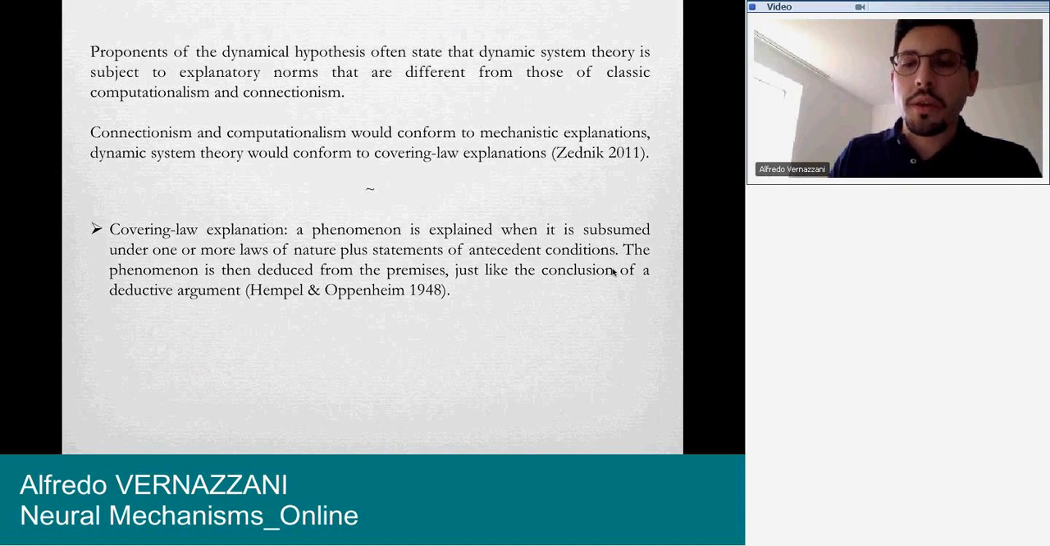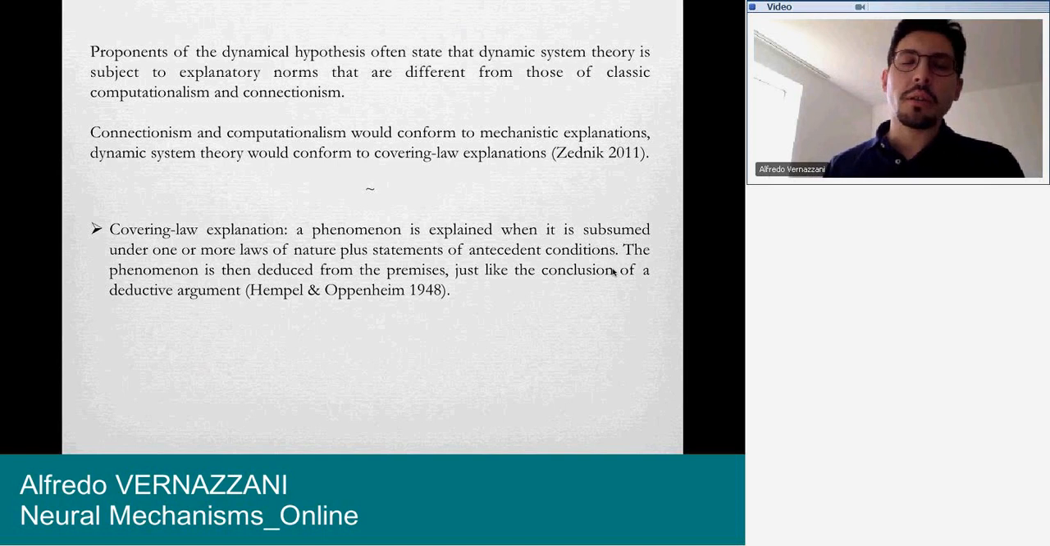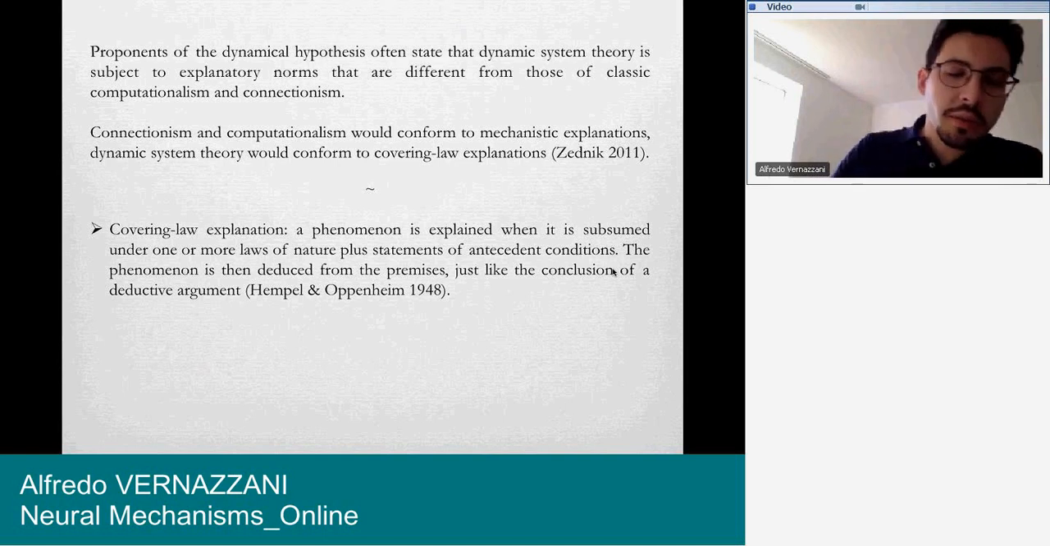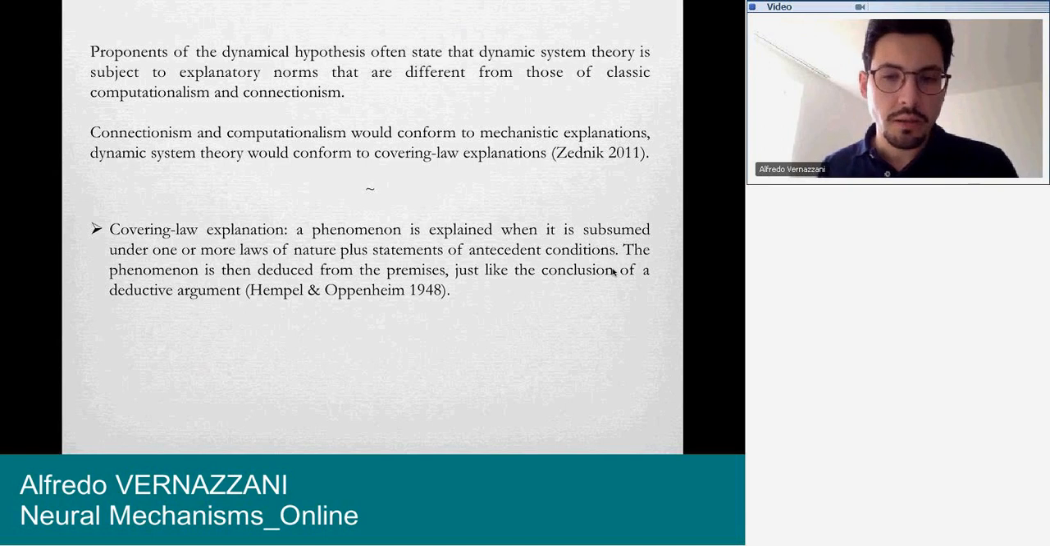Now, I think just a classic in the literature is the paper by Carlos Zednik that I'm mentioning here. Now, you all know what covering law explanations and mechanistic explanation are, but maybe our audience does not, so let us repeat it very quickly. Covering law explanation is basically a case where a phenomenon is explained when it is subsumed under one or more laws of nature plus statements of antecedent conditions.